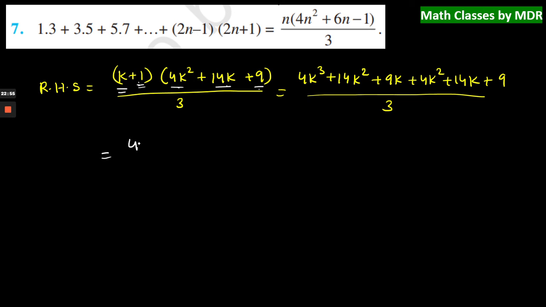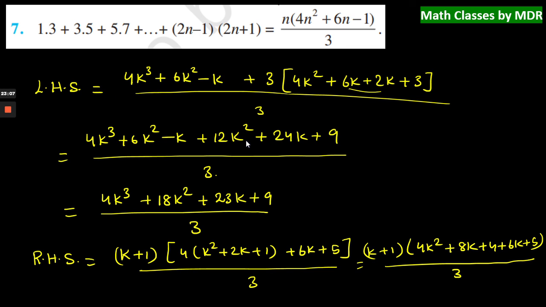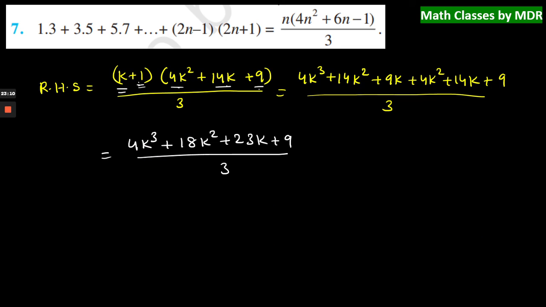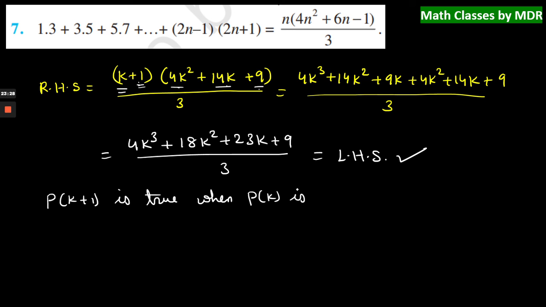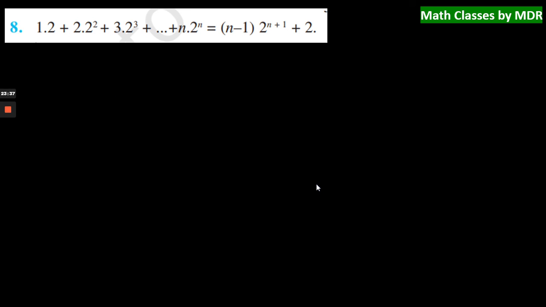Now let us see. I'm simplifying it. 4k cube plus 18k square plus 23k plus 9 by 3. Let us see now whether this simplified expression is equal to the left hand side or not. Yes, of course. So the right hand side is also equal to the left hand side, hence proved. So now we have proved that p of k plus 1 is true when p of k is true, right? So now from the principle of mathematical induction, we can say that p of n is true.